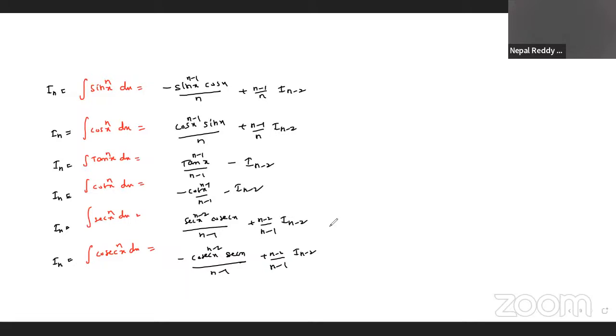And you have a reduction formula for integration of log x whole power n dx also. These standard results you have to remember. And one more standard result: integration of log x whole power n dx. Suppose this is the question. Here you have to write integral log x whole power n into 1 into dx. This is u and this is v.